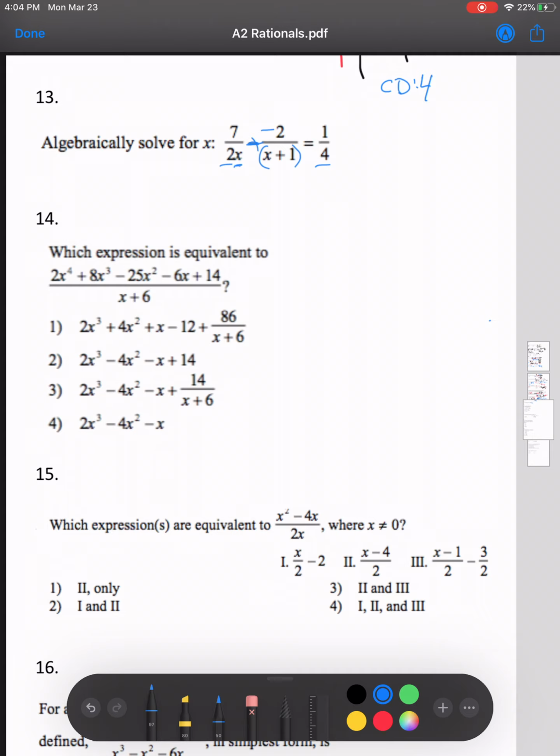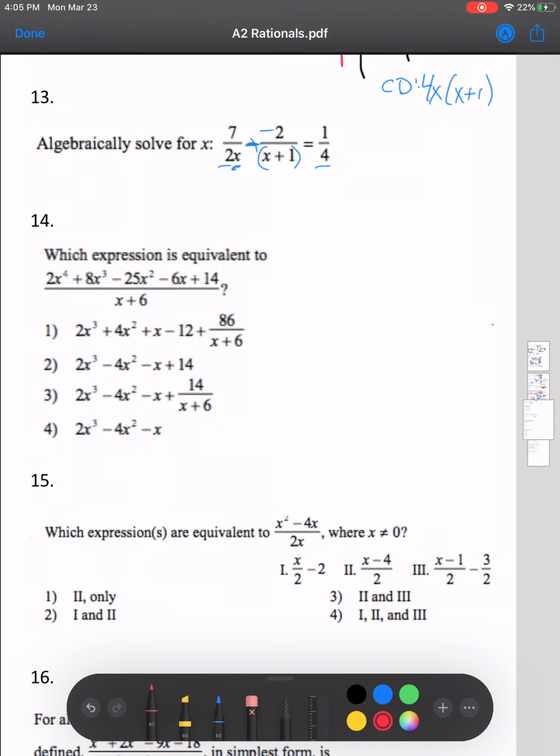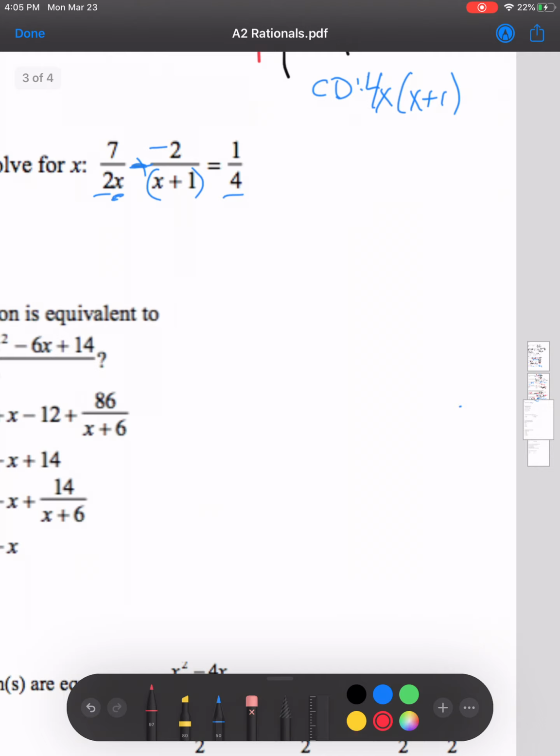I have an x on the outside, which means I need an x on the outside, and I also need this parenthesis. So the smallest common denominator you can use is a 4x with an x plus 1. Like I said, if you used 8x with an x plus 1, you should still get the right answer. Alright, we need to make every fraction have that common denominator, so we have to multiply by what's missing.